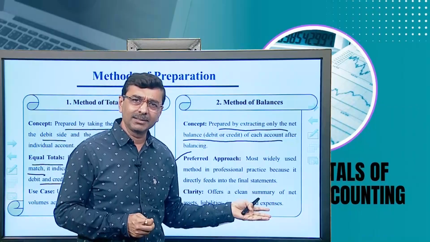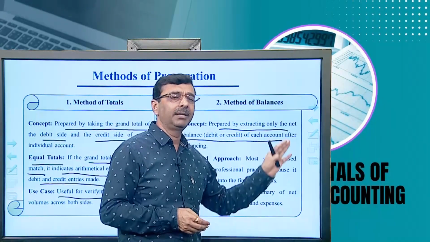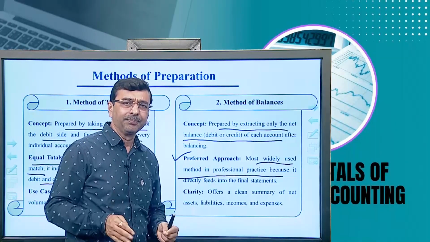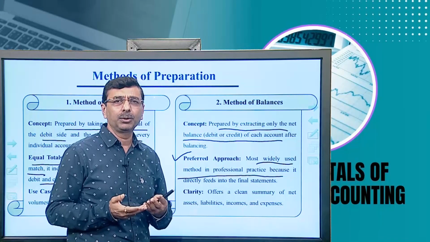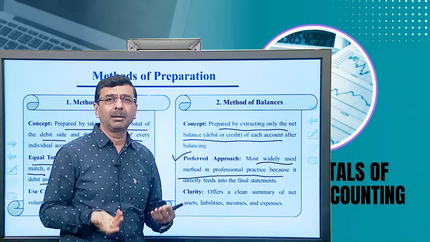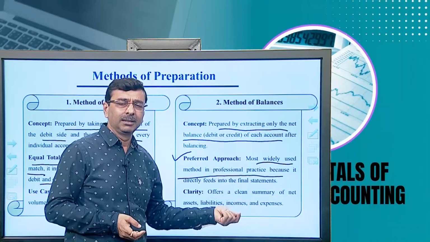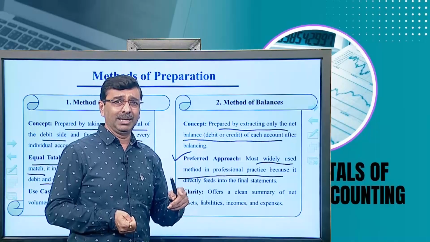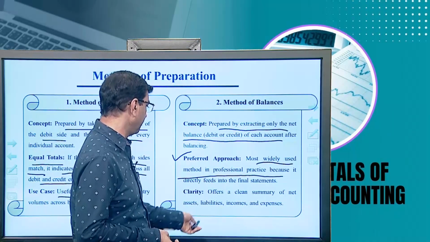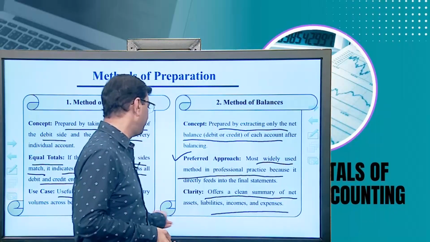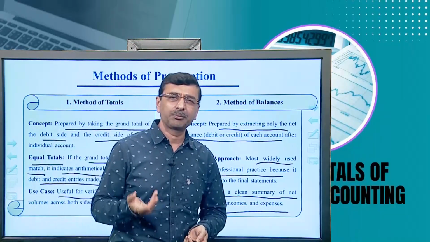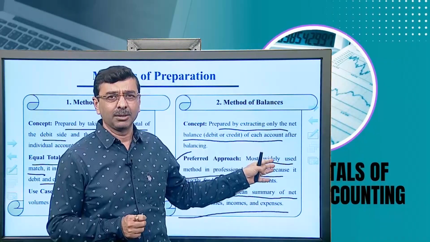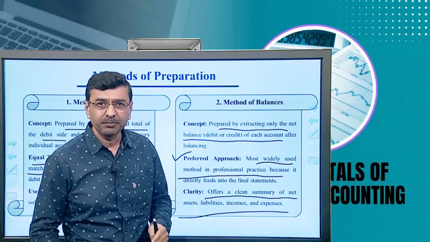If the credit side is higher, it is considered a credit balance, and you write it down on the credit side. This is the most widely used method. In practice, most businessmen, organizations and companies use this method to close the accounts in the ledger book itself, find the closing balance, and only the closing balance is transferred. It is a clean summary of the net assets, liabilities, expenses, incomes, etc. All this information you will properly get in the ledger accounts. This method is more suitable.